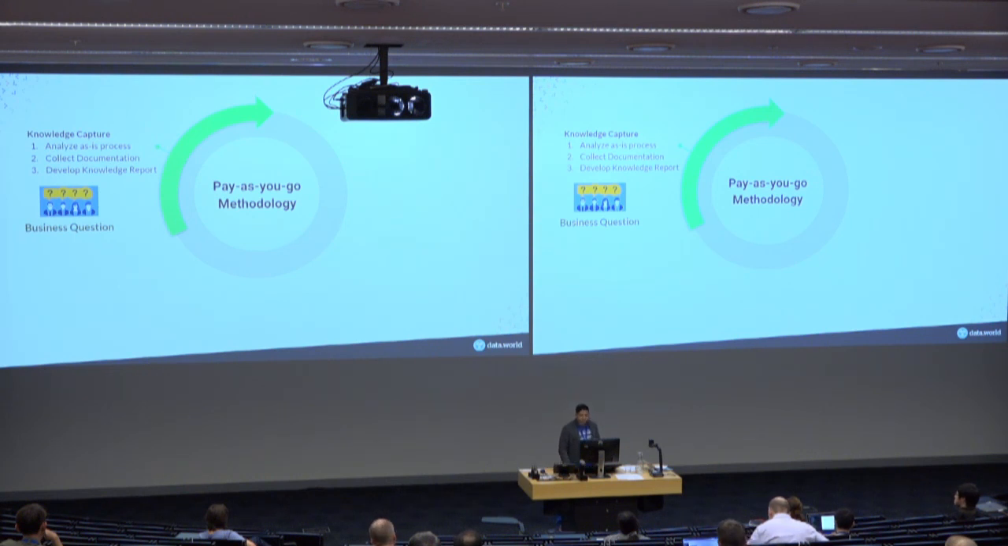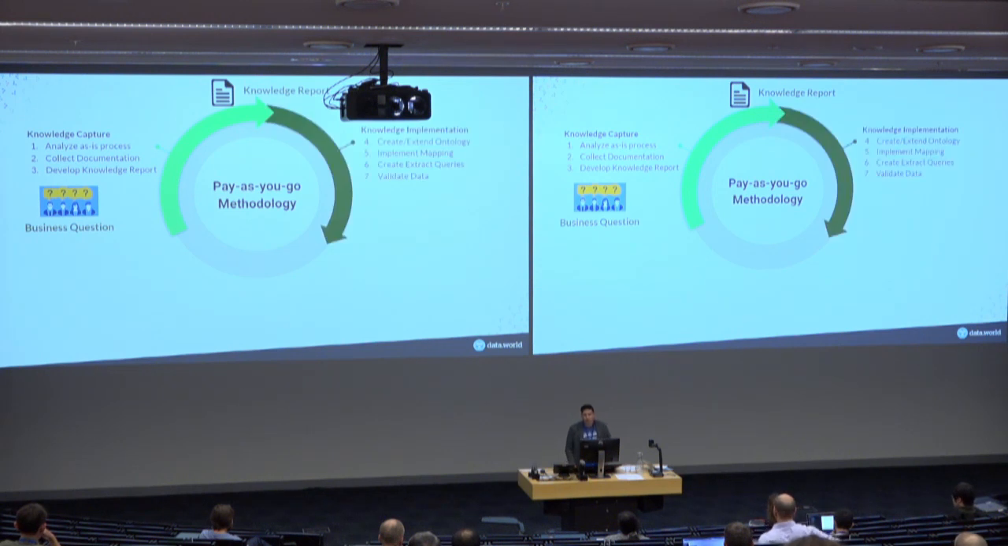And then we're going to develop something which is called a knowledge report. And in this process, you're really trying to identify what are the particular concepts, the attributes, the relationships. In other words, an ontology that models that particular question. And then you're trying to find the particular mappings for that particular small ontology.